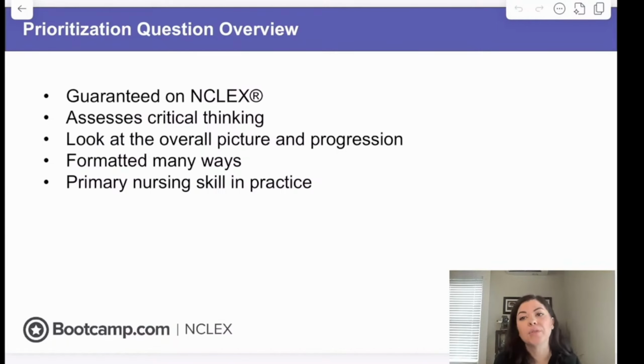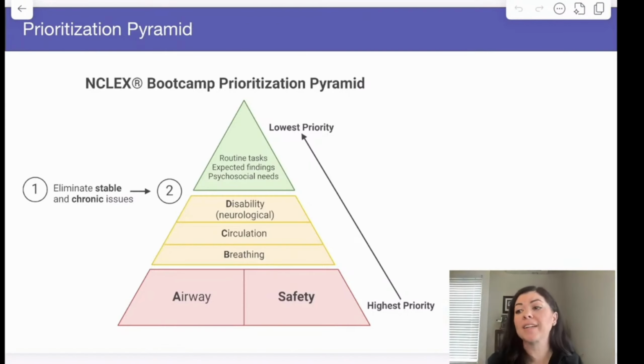Also, I want you to know that prioritization questions are formatted many different ways. You may be asked to identify the highest priority or the most sick client, or you may even be asked to identify the least sick or the lowest priority client. So it's always very important to pay close attention to what the question is asking you. And also, I just want to remind you that priority setting is a skill that you're going to use every day in practice. So it's important to continuously practice this skill and get better at prioritization because you're going to be using it every day.